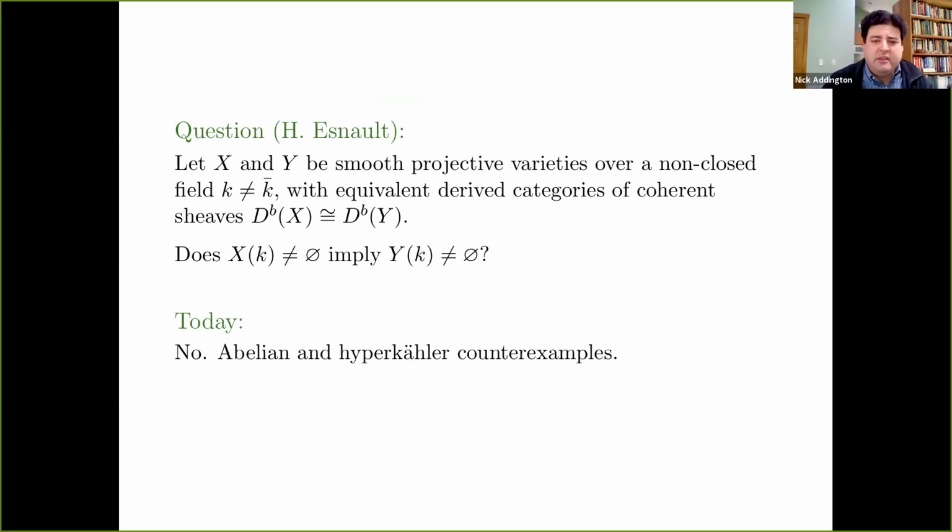And I'm going to have examples with abelian surfaces and hyperkähler fourfolds. And if you're not into derived categories, as Jordan suggests, there will be at the end a Brauer-Manin story that may be of independent interest.